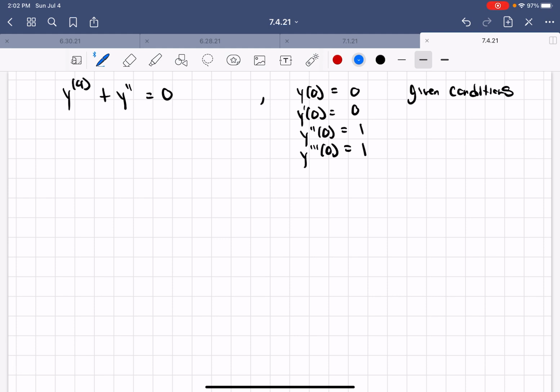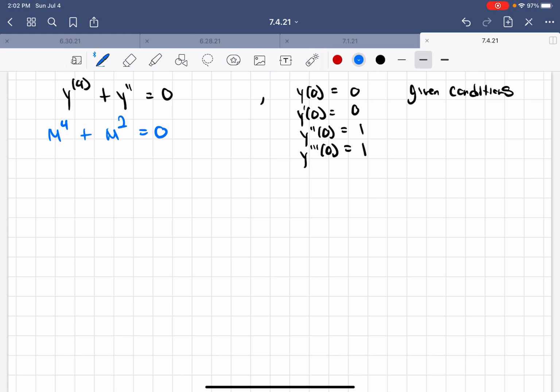This is another differential equation. So let's just go ahead and jump right into it. It looks like we have y to the fourth derivative plus y double prime equals 0, and we have these given conditions right here. Generally how we want to approach something like this is we'll set m to the fourth plus m squared equals 0.